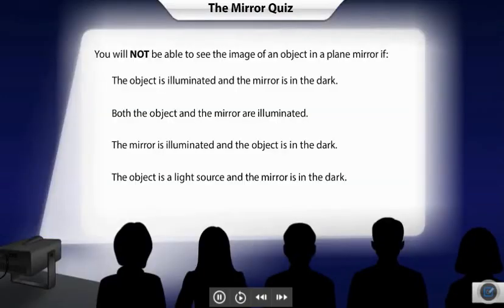Now that you've learnt some of the laws of reflection related to plane mirrors, check your understanding with this quick quiz.